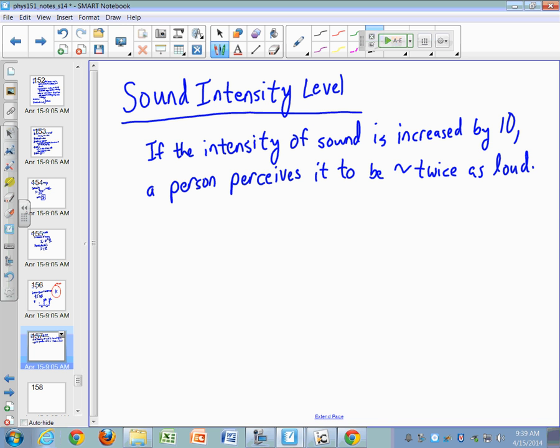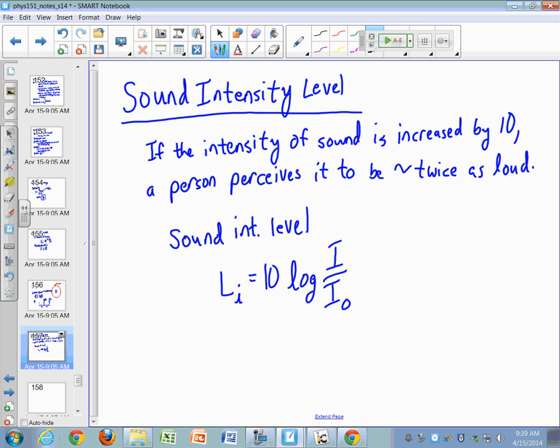This is called the sound intensity level. The equation looks like this. The intensity level, L_I, is equal to 10 times log of I over I naught. You're not going to have to do any logarithms, but I will show you what you will need to know. First of all, here I naught is our threshold. I naught is equal to 10 to the minus 12. Remember, this is the quietest sound that a person can hear.